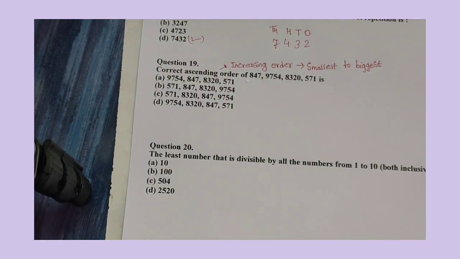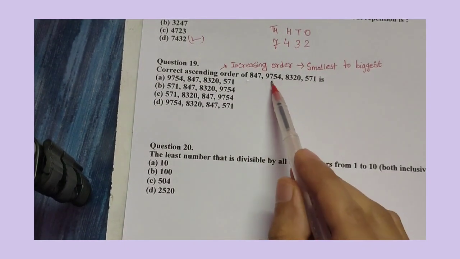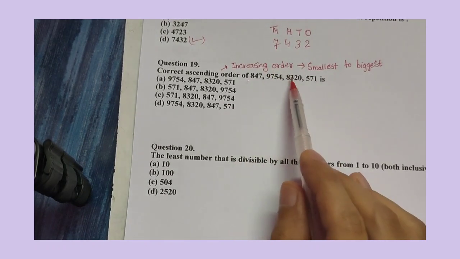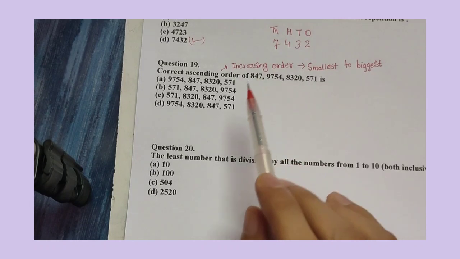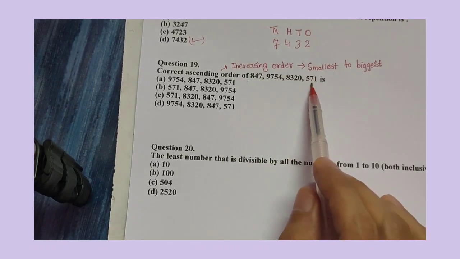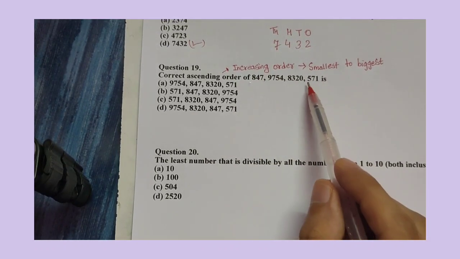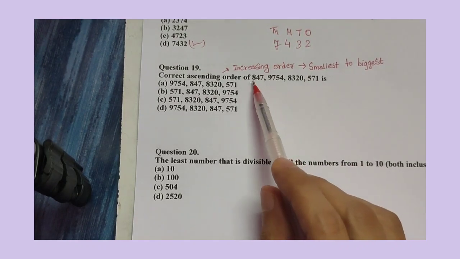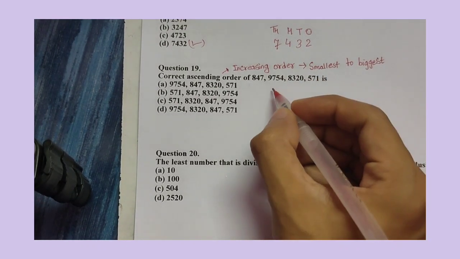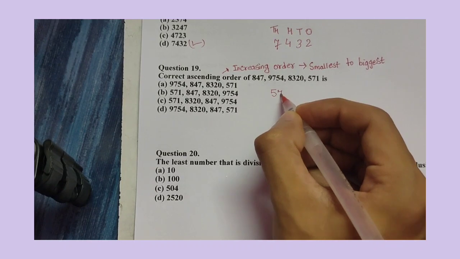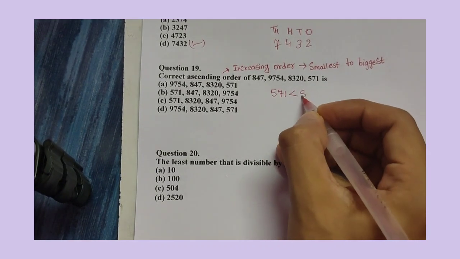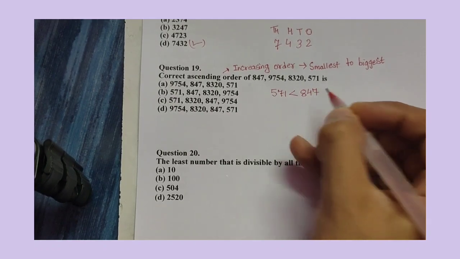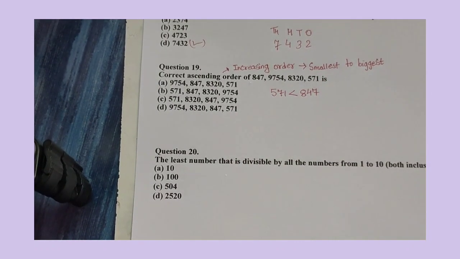Now we want the smallest number, right? These two are 4-digit numbers, which means these two are bigger than the 3-digit numbers. Now out of the 3-digit numbers, 847 and 571, we know that 571 is less than 847. So we will write 571 first, as we are moving smallest to biggest. Then comes 847. Both the 3-digit values have been used up.